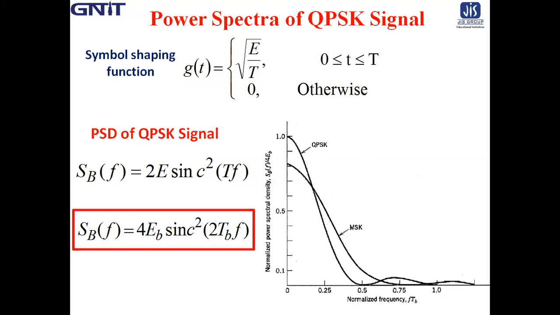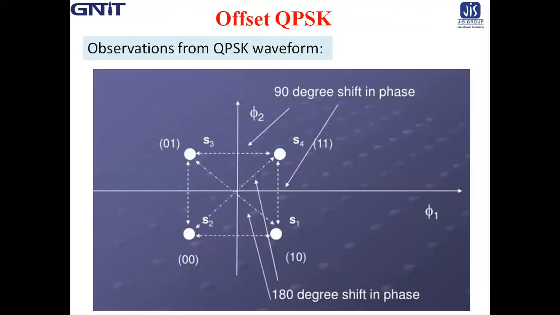Okay. Now, a few observations from the QPSK constellation diagram, from where we can see an offset type of QPSK. First see the observation. Actually, this is the non-offset type of QPSK.